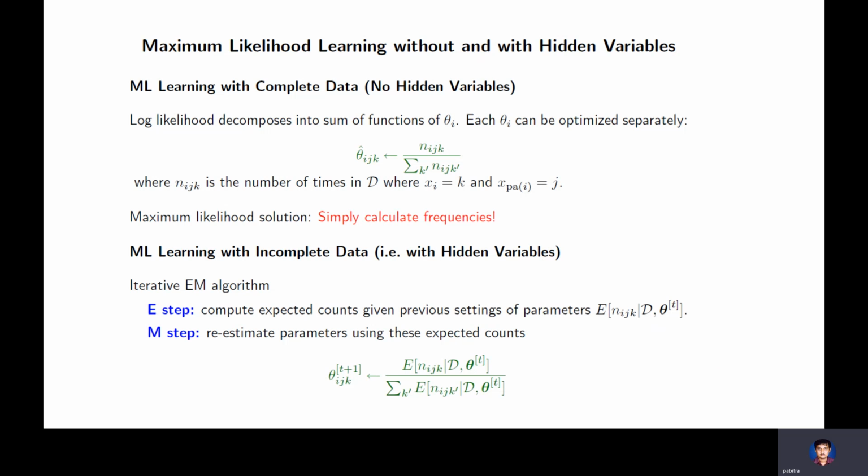So here is a summary. In the complete data, no hidden variables, all the variables can be observed. It's simply calculation of frequencies. Whereas if we have a hidden variable, it's slightly more complicated.